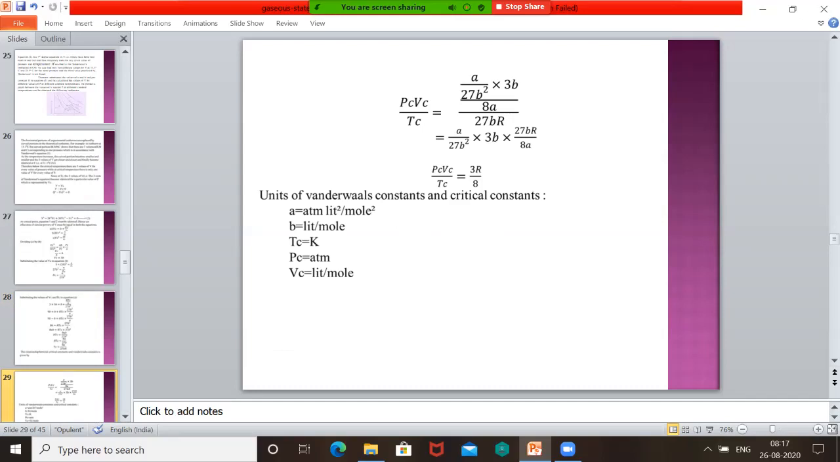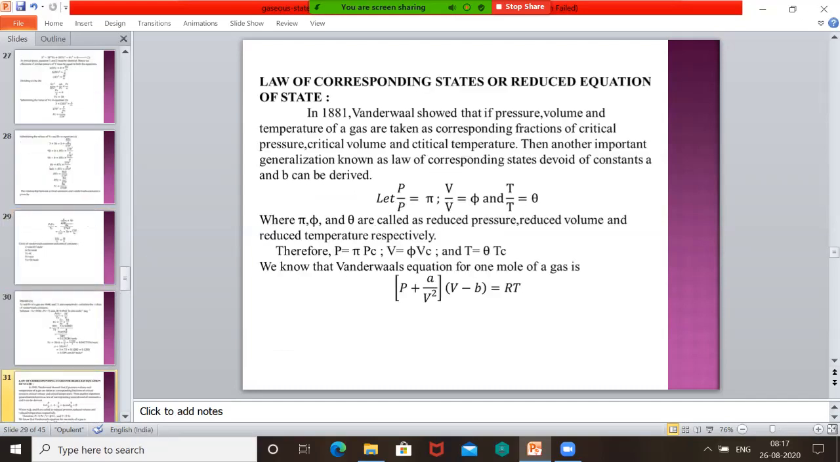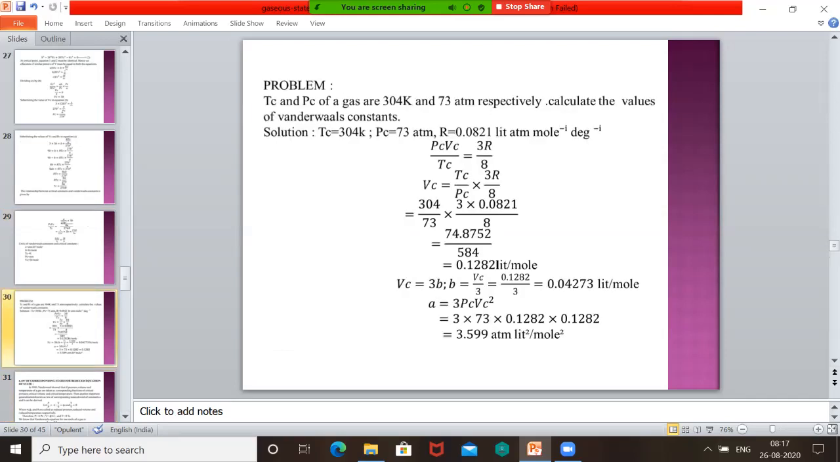If you see the units of a, atmosphere liter squared per mole squared, b, Tc, Pc. So this is all about this. In the next class, we will be seeing the law of corresponding states, which is also important. So today we have learned, in the previous class, we had learned the critical constants and Andrews phenomena. And now the relation between Vanderwaals constants and critical constants. This is also a very, very important one.